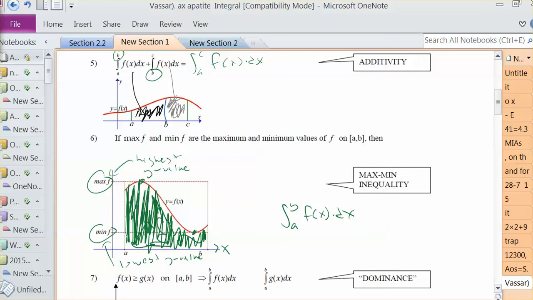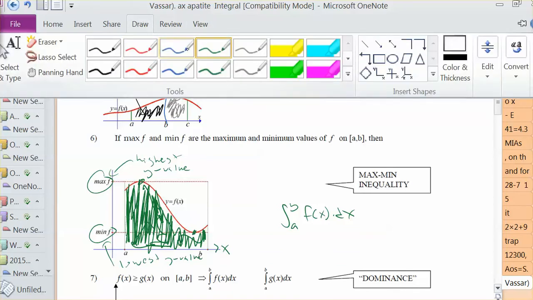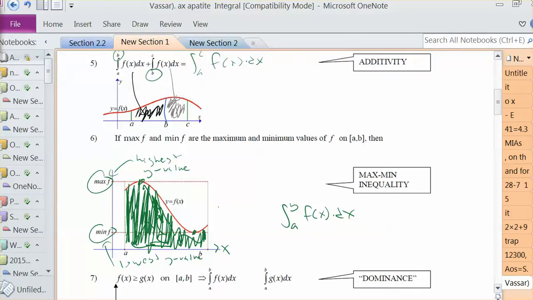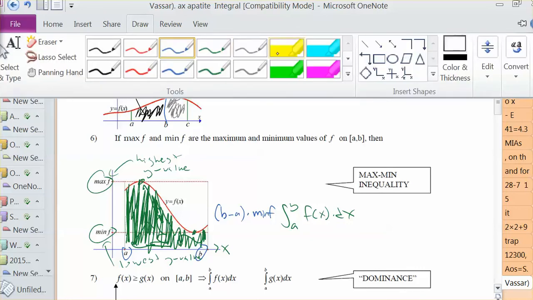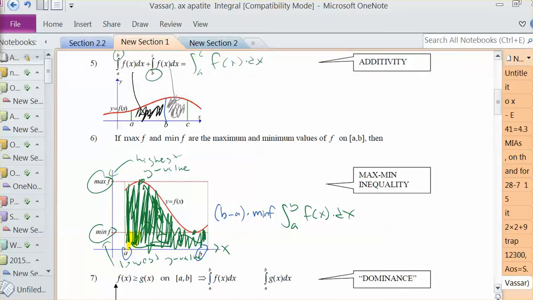What I do know for sure, which sometimes can be helpful, is that if I took the area of the rectangle, b minus a, here's b, here's a, and multiply it by the minimum f value, I'm just getting this area right here that I'm shading in yellow. That's of course going to be less than the definite integral, because the area of the definite integral is obviously going to be higher. We see the green area is higher than the yellow area.